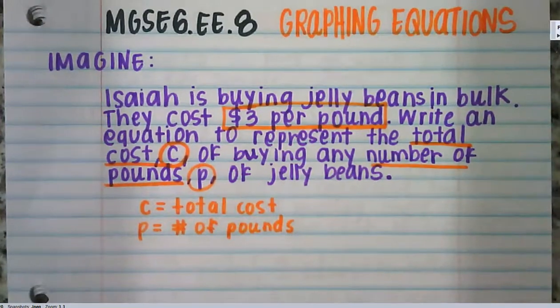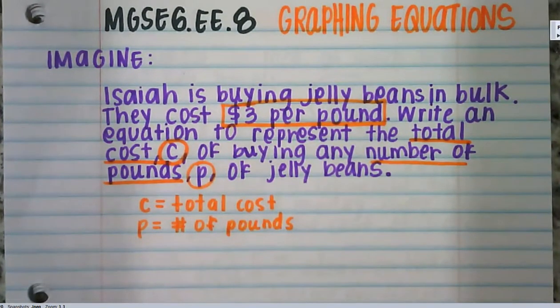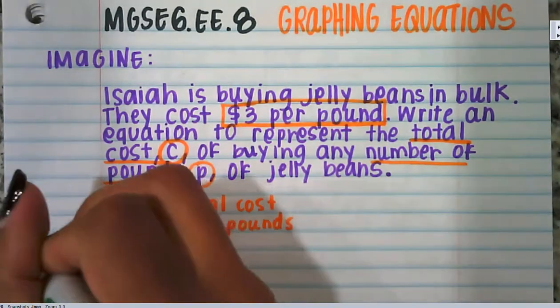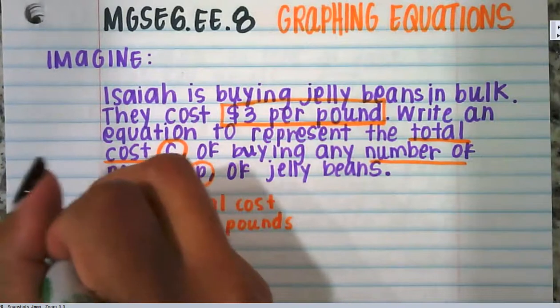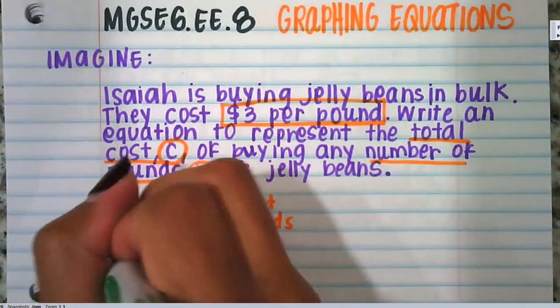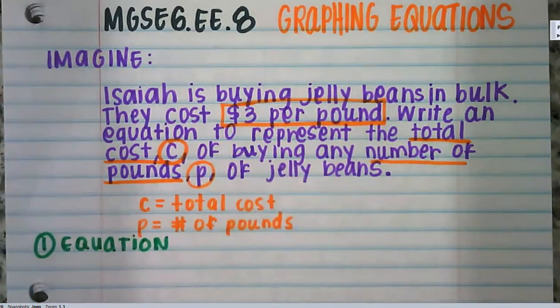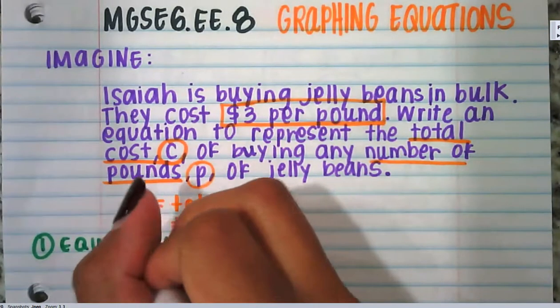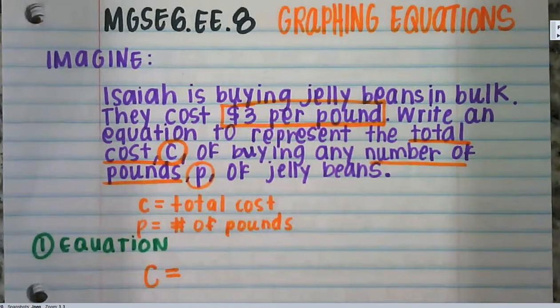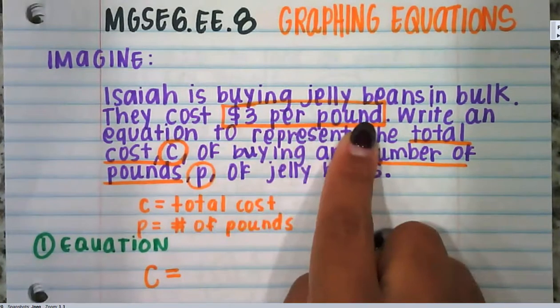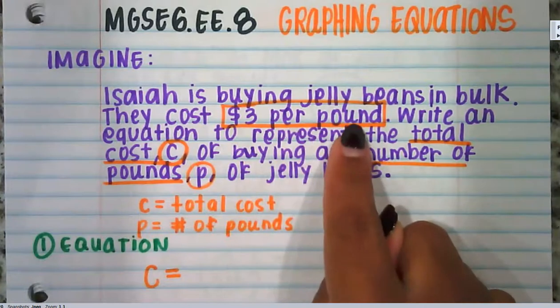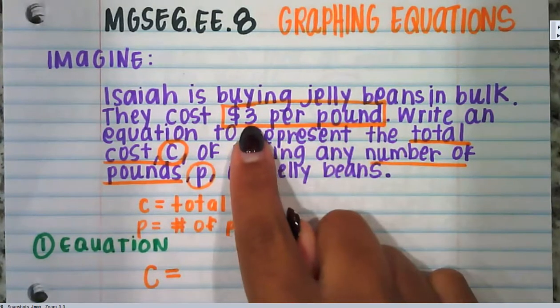So let's make sure we understand what our first step has to be. Our first step before we can get to graphing is we have to make an equation. So we know our equation is going to be C equals something. The total cost is equal to something. Now, $3 per pound. So each pound we buy is going to be $3.